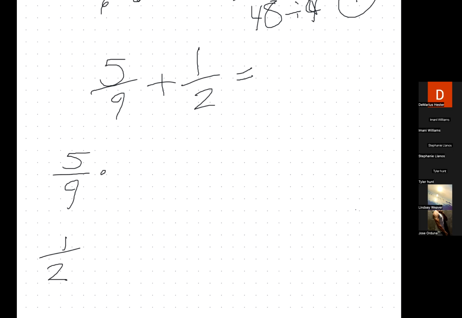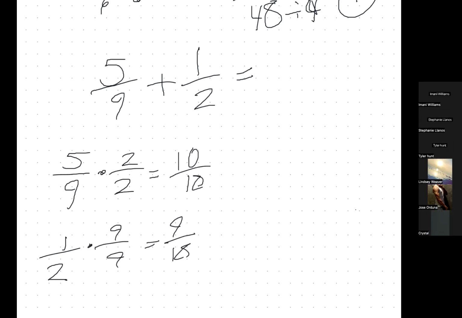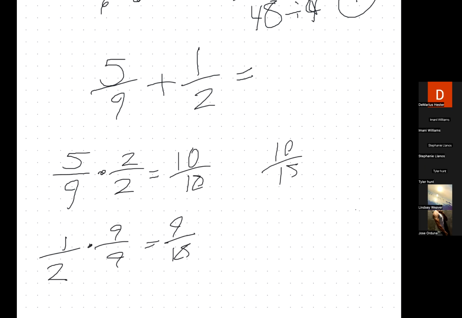Let's multiply this one by 2/2 and this one by 9/9. That's going to equal 9/18. This is going to be 10/18. Then we just have to add them. 10/18 plus 9/18. It's going to be 19/18. Oh, my pen didn't write for a minute. It got messy, but that's going to equal 19/18.